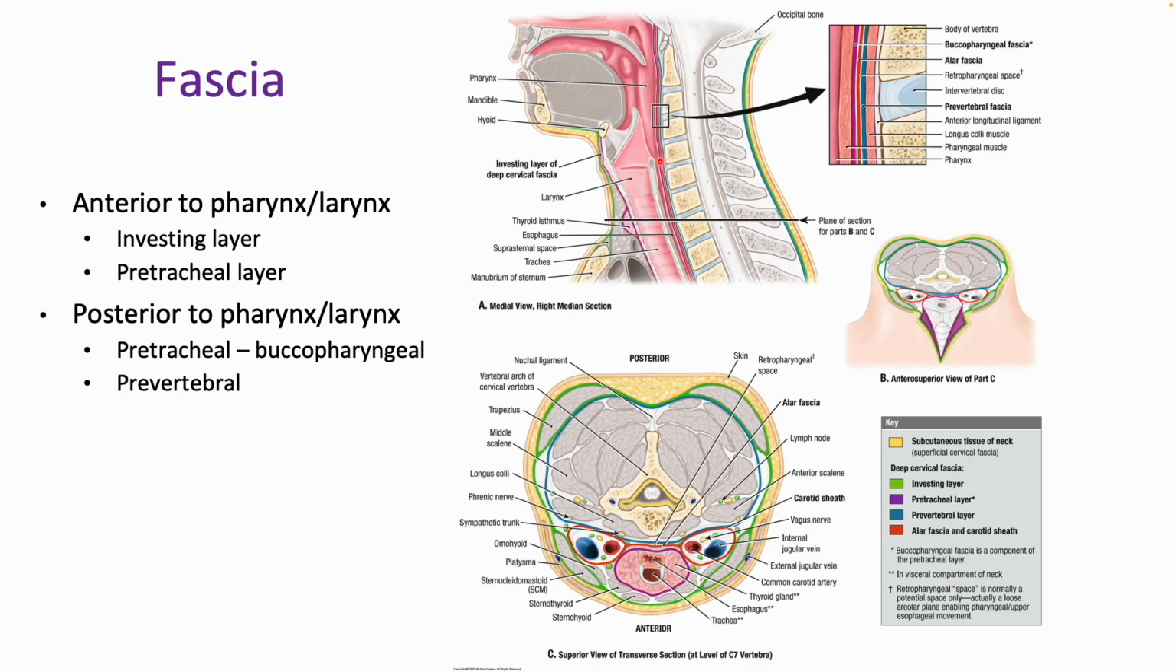Posterior to the pharynx and larynx, so back here, but before you hit the spine, you're going to have your retropharyngeal region, specifically the buccopharyngeal, as well as the prevertebral. You can look up here and see that. We'll look at these a little bit as we go through, but just remember the prevertebral lines the vertebrae, then we have buccopharyngeal, and then on the front we have some pretracheal and investing.